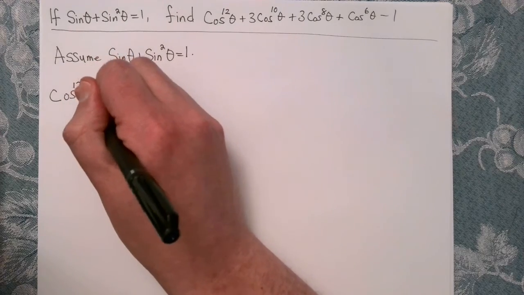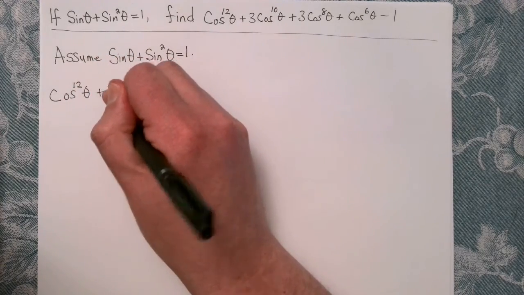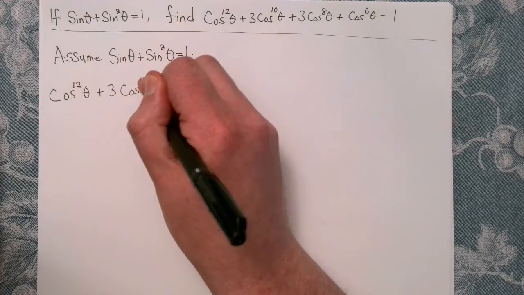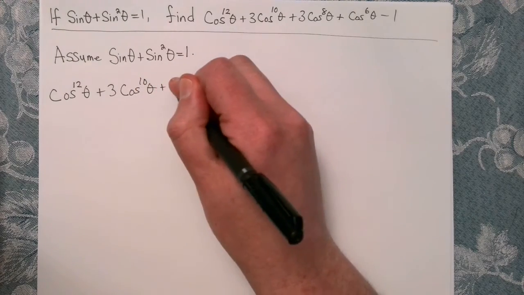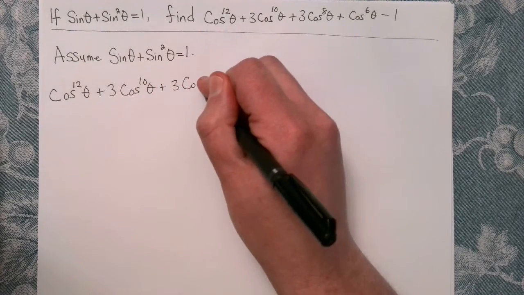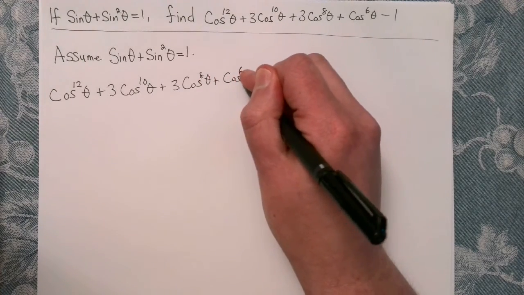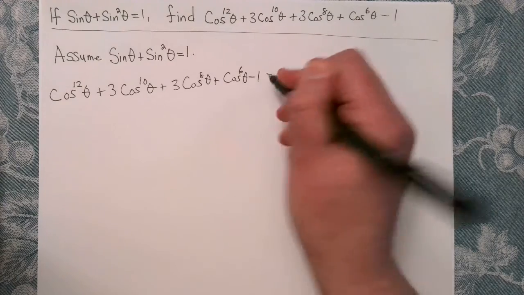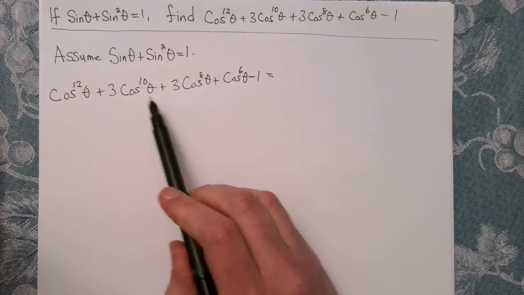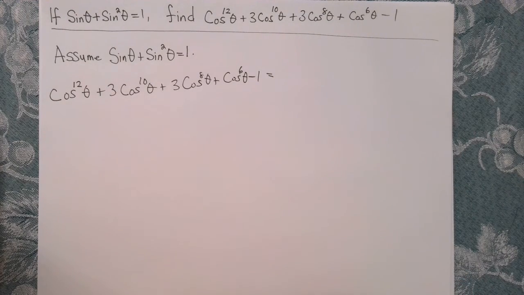So cosine to the 12th of theta plus 3 cosine to the 10th of theta plus 3 cosine to the 8th of theta plus cosine to the 6th of theta minus 1, we can rewrite that. I'm noticing that if you look at the first 4 terms, we can factor out a cosine to the 6th. Let's see if that leads any place fruitful.